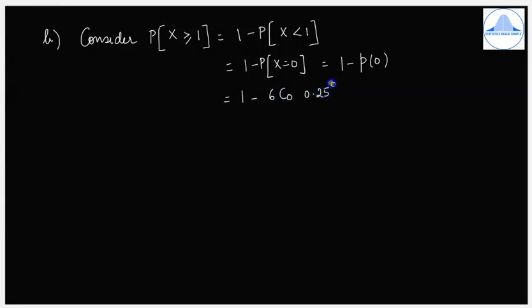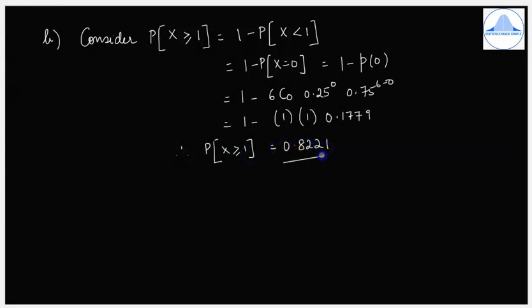0.25 to the power 0, 0.75 to the power 6 minus 0, which is equal to 1 minus, 6C0 is 1. Any number to the power 0 is also 1. And 0.75 to the power 6, if you take 4 places after the decimal after rounding off, is 0.1779. So therefore, we get probability of x greater than or equal to 1 is 0.8221. But the question is not to find the probability, but we have to find out the number of investigators.